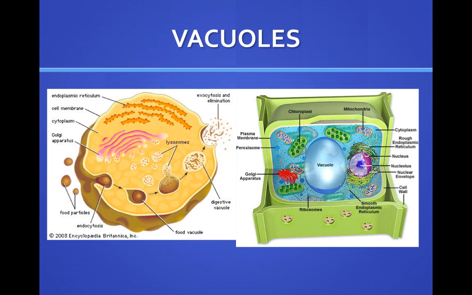Some protists have different kinds of vacuoles. For example, paramecium has contractile vacuoles that collect excess water and pump it out of the cell.